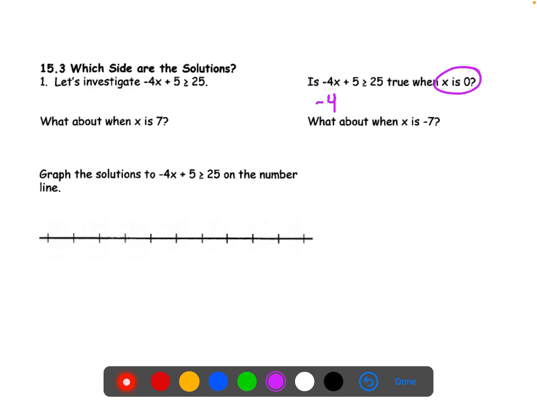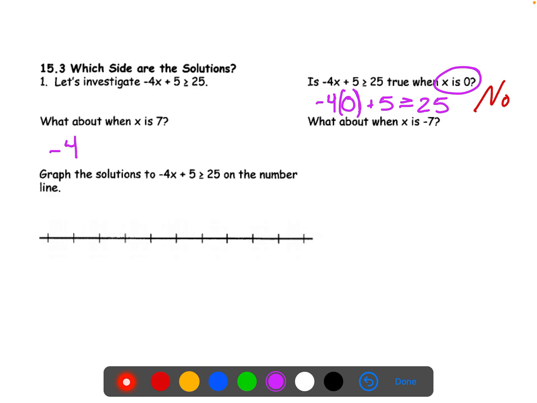So I'm going to take negative 4 times 0. So I'm going to write that 0 in parentheses there to show they're being multiplied. Plus 5 is greater than or equal to 25. So there's my inequality. Now I just need to check and see if it's true. If I calculate out this side, it's going to have to be greater than or equal to 25. So negative 4 times 0 is 0, and 0 plus 5 is 5. 5 is not greater than 25. So to answer this question, no, it is not true. But then it wants us to try for x is 7.